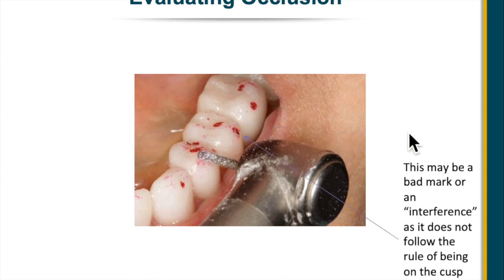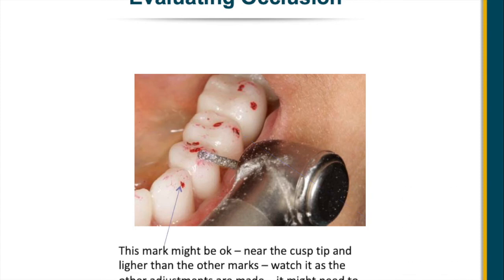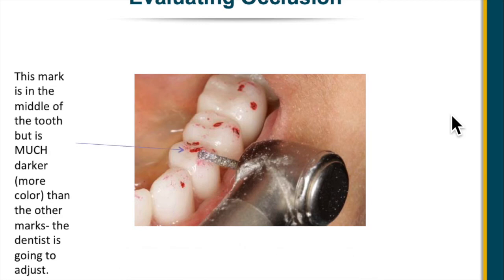This may be a bad mark or an interference again, because again it doesn't follow being on the cusp tip. This mark might be just fine. You see we're getting towards the front of the mouth on a canine tooth, and so it may be fine. You need to watch that particular mark as the other marks change. And you can see how these light areas here, this light red along some of these teeth, is probably going to be ignored because that's probably just where the paper rubbed down the teeth, rather than the top teeth hitting against these bottom teeth.